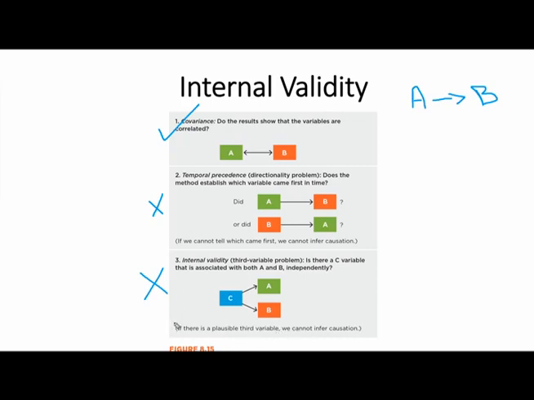And so if there is a plausible third variable, if there is some other factor that we can think of that might be involved, we can't infer causation. So this is why we stress so hard that correlation does not equal causation, because we've only got one of the three things that you need to get causation.